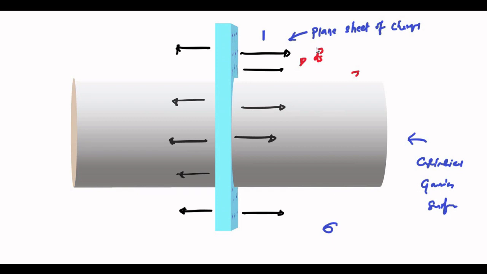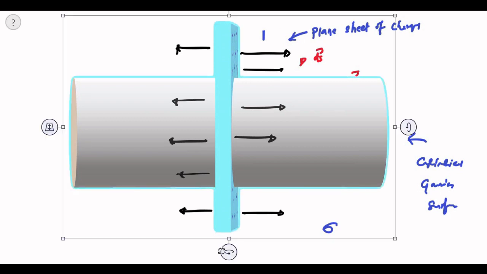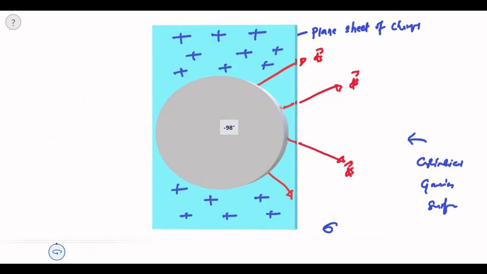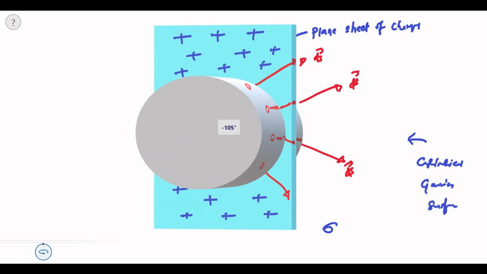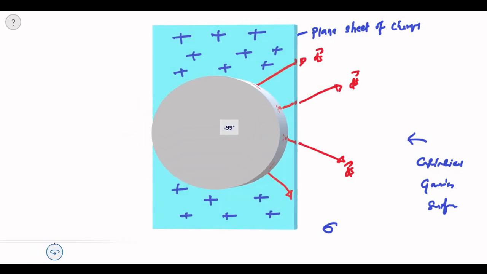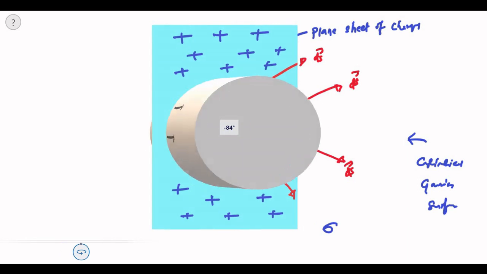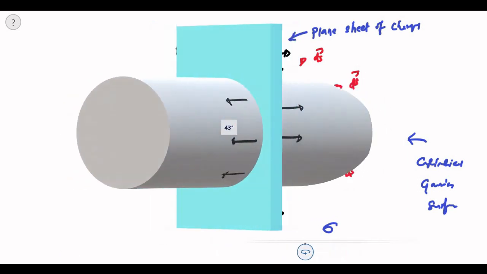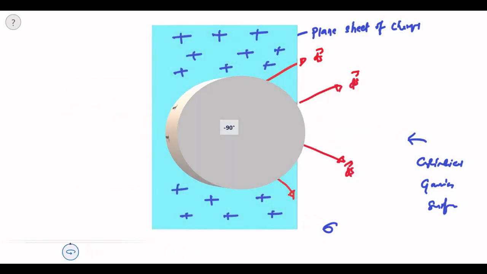So, for the entire cylindrical portion, the electric field lines will always be perpendicular to the area element vectors. Orthogonal, mutually perpendicular direction. Okay, the electric field lines will always be perpendicular to the area element vectors.